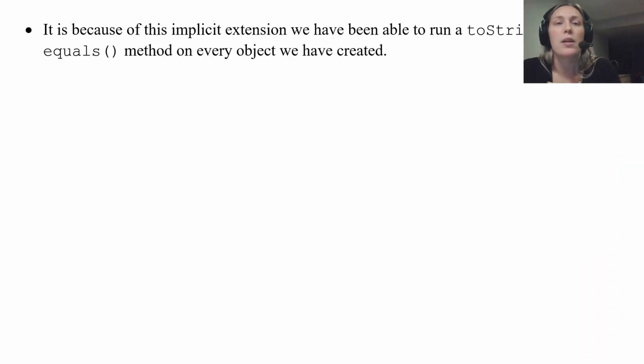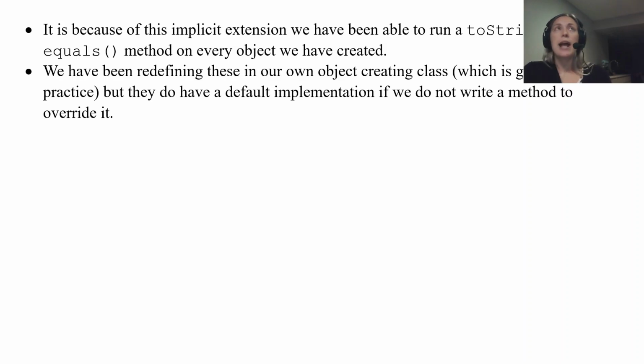Okay. Now, it's because of this implicit extension that we have been able to always have a toString and an equals method on every object we have created. Now, back in Unit 5, we talked about how we actually want to write our code to override these. And now that we know inheritance and polymorphism, we know what override actually means.